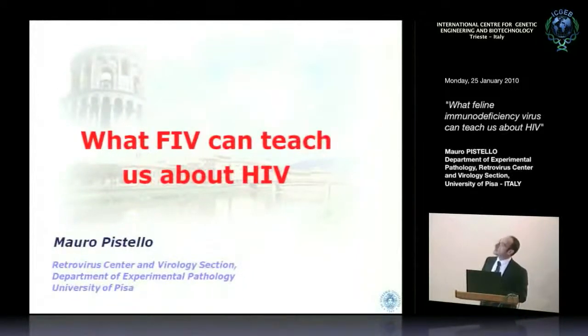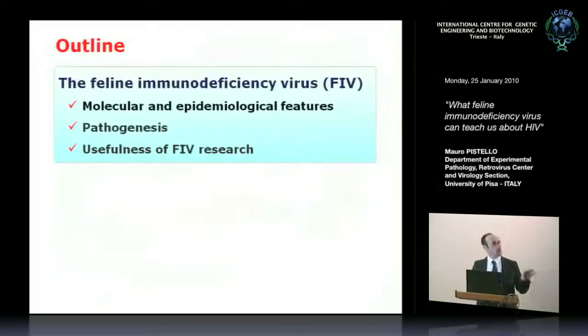So today I would like to talk about what the feline immunodeficiency virus can teach, what we can infer from this virus about HIV. The outline of my talk is divided in three parts. First is to talk about the FIV. I will give you some description about the molecular and epidemiological features of the FIV.